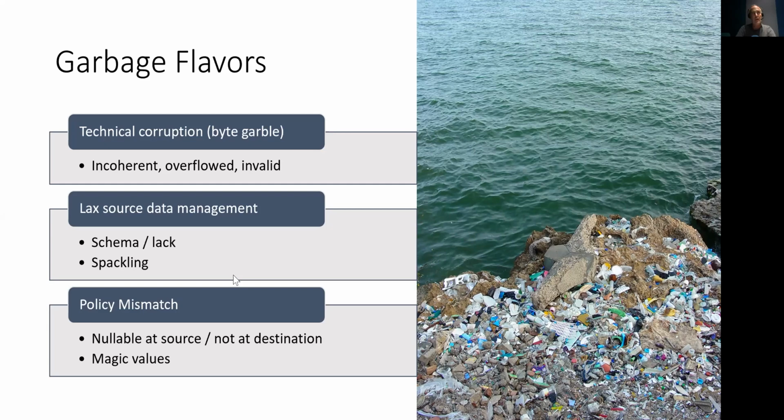So those are pieces of data where seemingly you have an integer and it says, oh, it's an integer. So how can it go wrong? Well, it went wrong because it overflowed, and now that number is meaningless. There could be lax data management on the source, things like the schema doesn't exist at all, or is missing, or hasn't been properly explained.